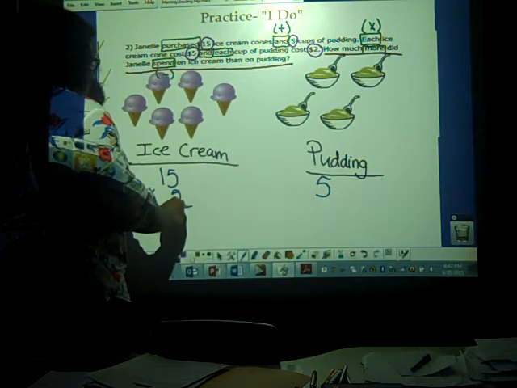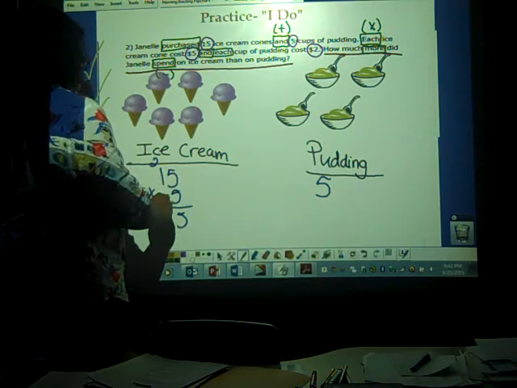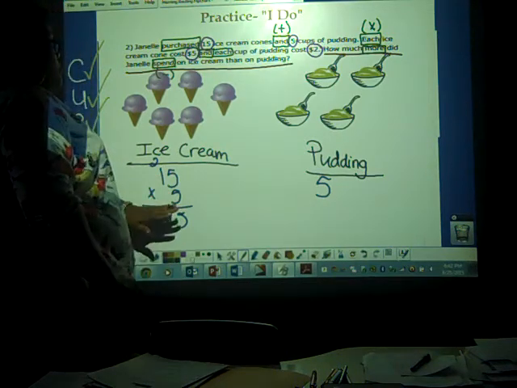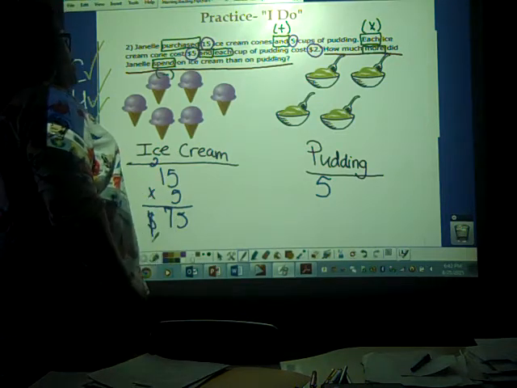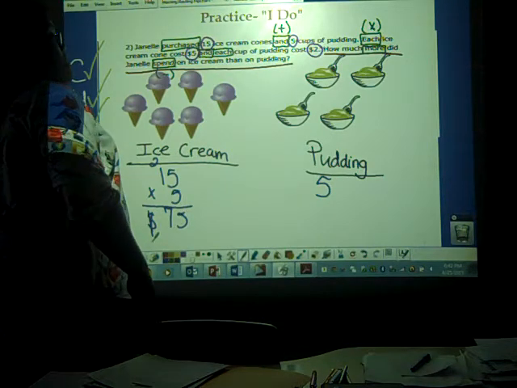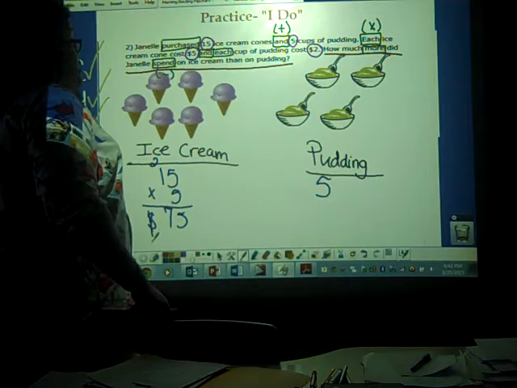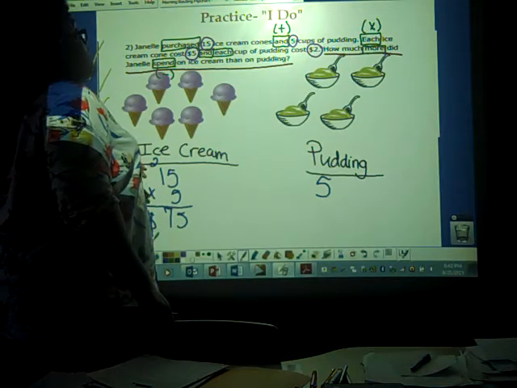5 times 5 is 25. 5 times 1 is 5, plus 2 is 7. So $75. Awesome ice cream! Somebody must have done something really amazing to make Janelle buy 15 ice cream cones.